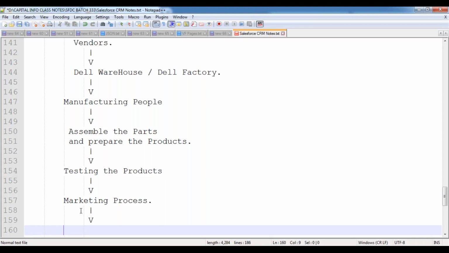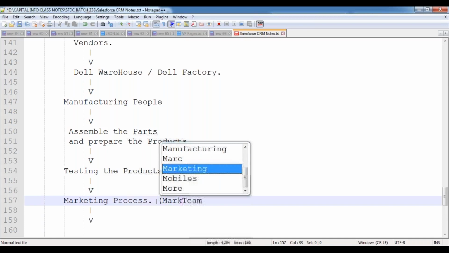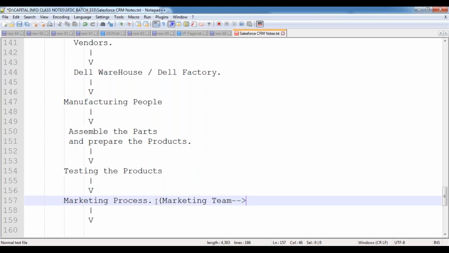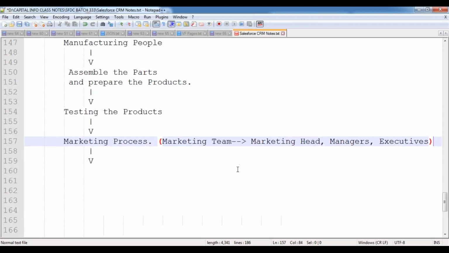So in order to give the information about the product to the common people, we are going to use this marketing department. That is called the marketing process. Inside this marketing department, various team members are available, such as the marketing head, marketing managers, marketing executives, etc.